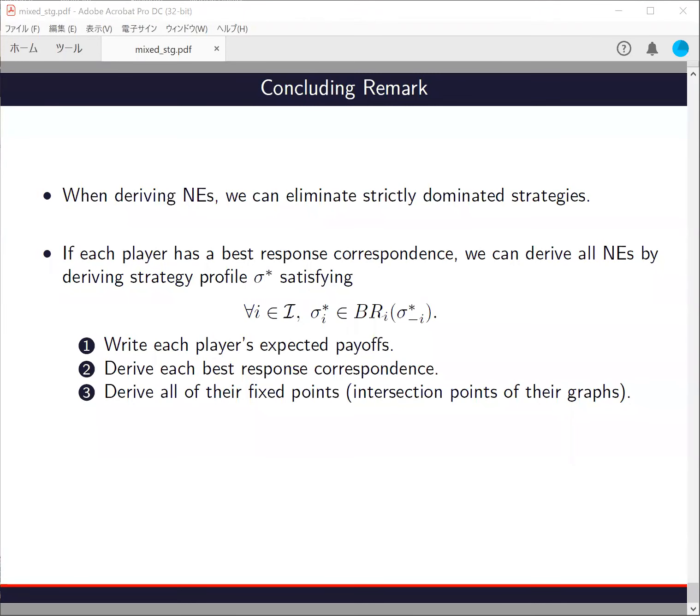Let me summarize what we have done so far. To find Nash equilibria, first, we eliminate strictly dominated strategies. And this simplifies the problem of finding Nash equilibria a lot. The second, if each player has a best response correspondence, derive all Nash equilibria by obtaining the strategy profile where every player best responds to each other. Lastly, we find all the intersections of best response correspondences to obtain all the Nash equilibria.